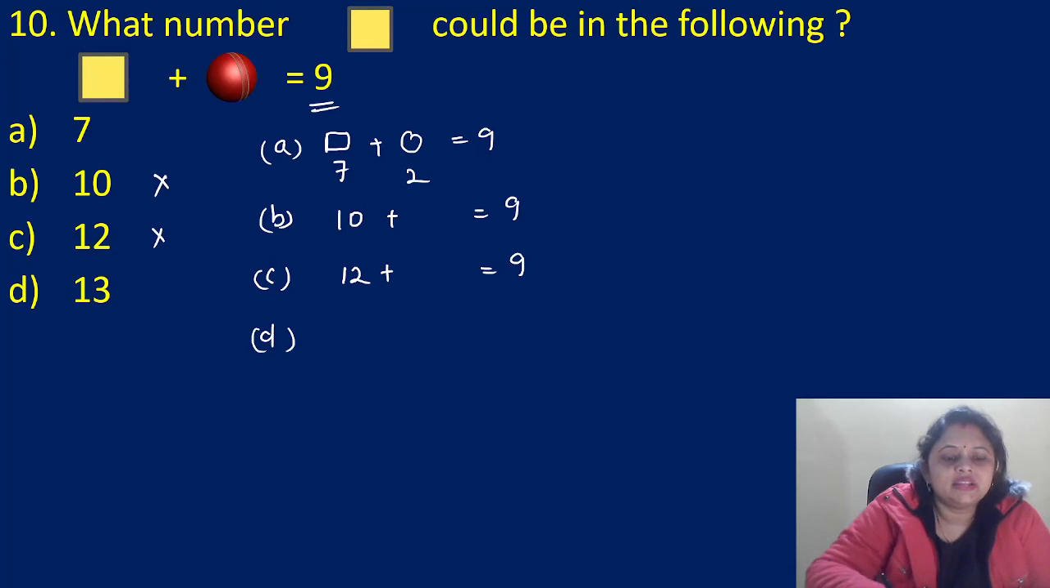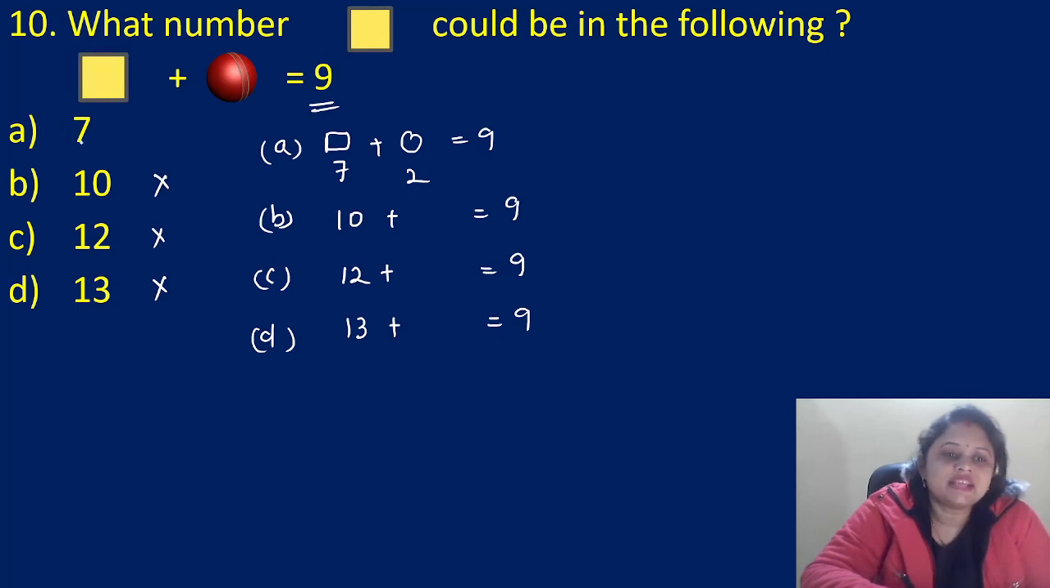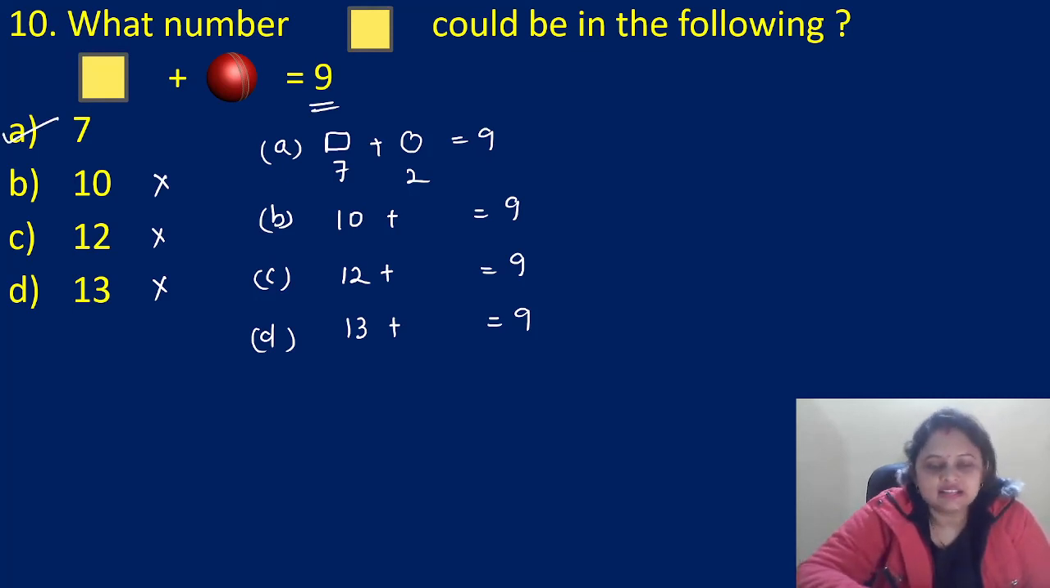In option D, 13. So, can we add something to 13 to get 9 as the sum? No, we can't because 13 is greater than 9. So, it cannot be the option. So, 7 may be the option. Okay, so what is the correct answer? Correct answer is option A, that is 7.